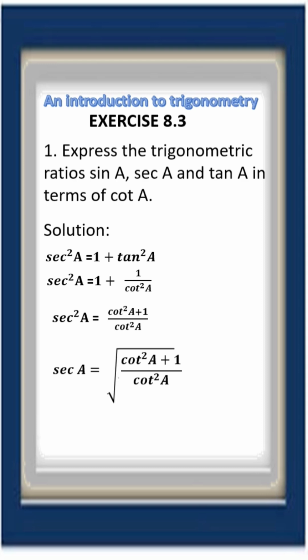So secant A is equal to square root of cot square A plus 1 upon cot A, because we can take the square root of the denominator, which is cot A. So secant A is equal to square root of cot square A plus 1 over cot A. This is the answer.